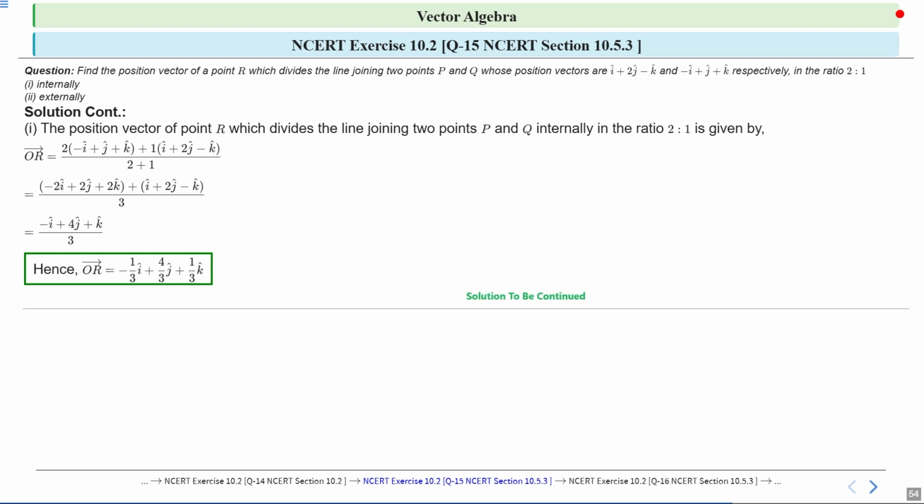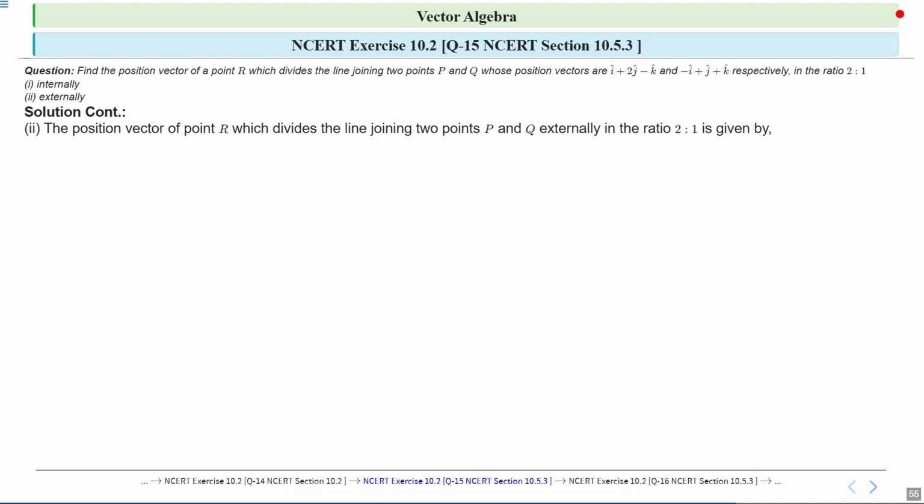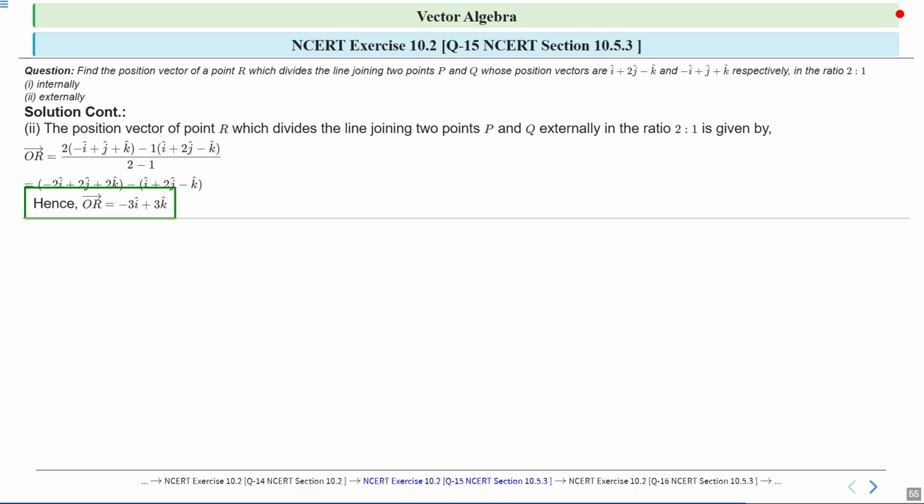Now for part 2, the position vector of point R which divides the line segment joining 2 points P and Q externally in the ratio 2:1 is given by OR vector will be equal to 2 times (minus i cap plus j cap plus k cap) minus 1 times (i cap plus 2 j cap minus k cap) upon 2 minus 1, which is equal to minus 2 i cap plus 2 j cap plus 2 k cap minus (i cap plus 2 j cap minus k cap). Hence OR vector will be equal to minus 3 i cap plus 3 k cap, right?